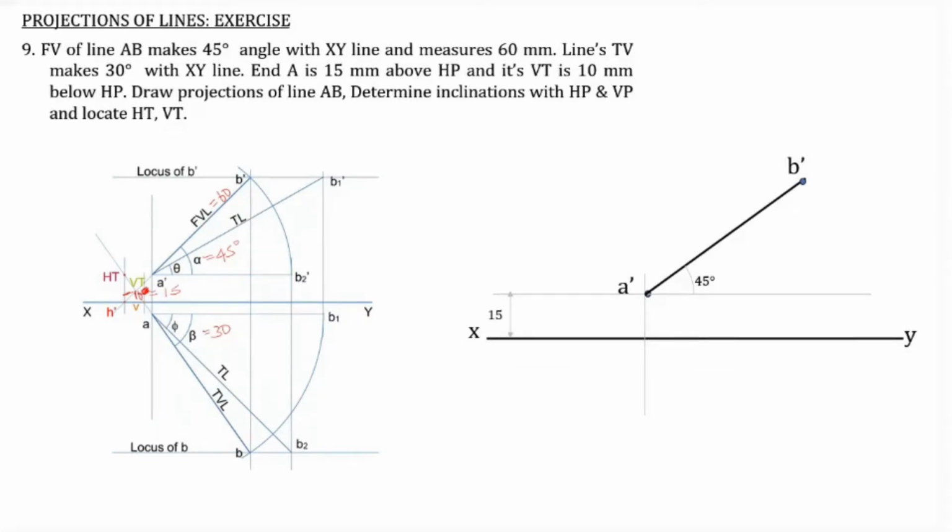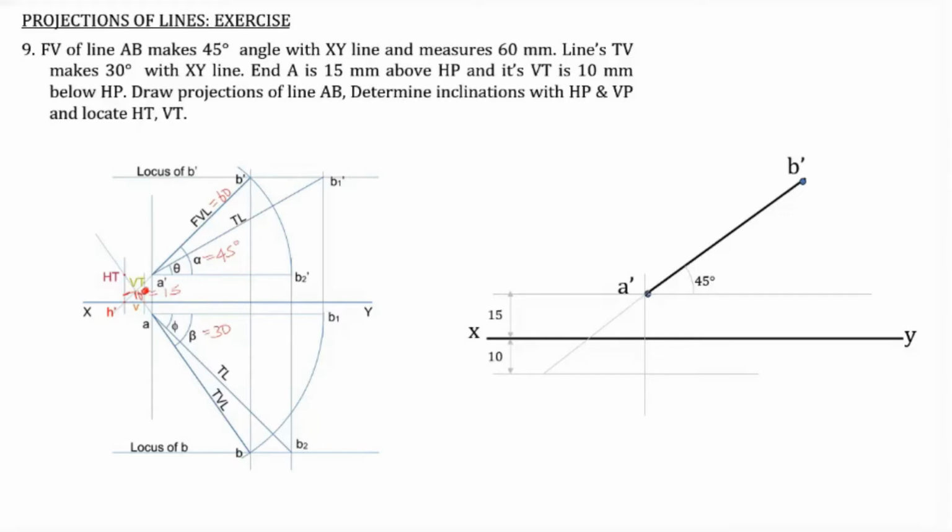Now the next condition is finding out VT, because the distance of VT is 10 millimeter below HP. Even though in our base figure it is given above, actually it is below the HP in this particular problem. So below XY line we drop a horizontal line, that is the locus of VT, and that should be 10 millimeter below the XY line. And then we find out VT.